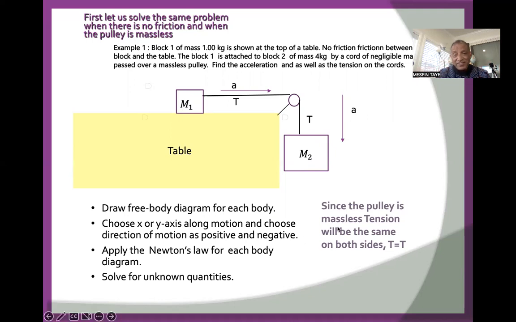Because the pulley is massless, remember, tension here is going to be the same as tension here. Let me repeat one more time. The same problem I'm solving, but now I assume no friction and the pulley is massless. And massless pulley means tension here is the same as tension here.